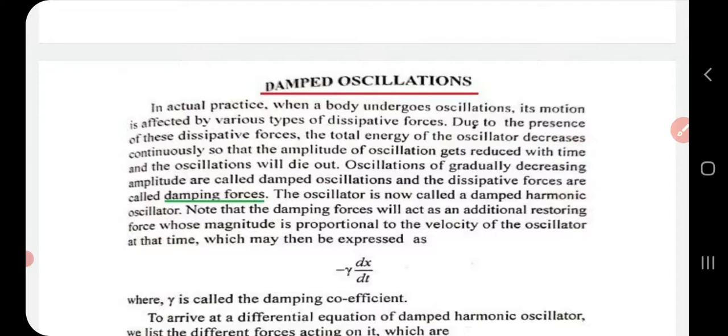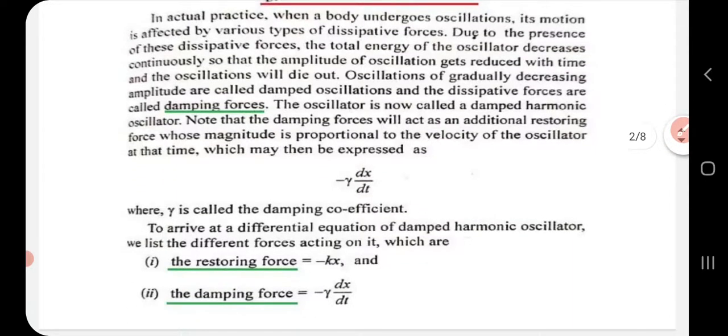forces. Now, such an oscillator that executes damped oscillations is called a damped harmonic oscillator. Now, this damping force will act just like a restoring force with magnitude proportional to the velocity of the oscillator at that time, and it can be expressed as minus gamma dx by dt, where gamma is the damping coefficient.